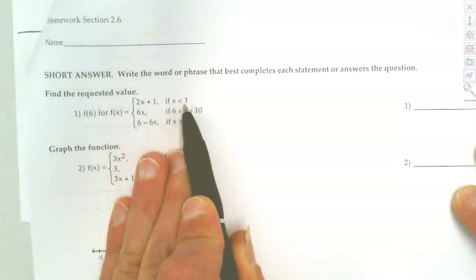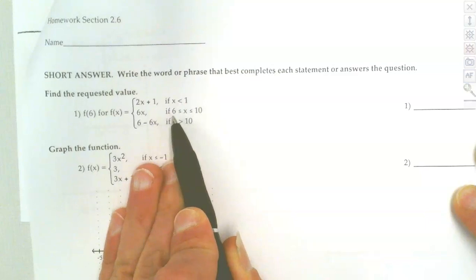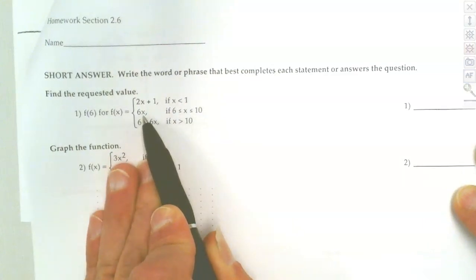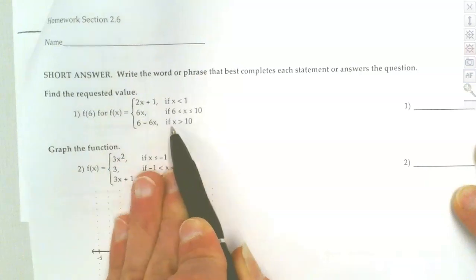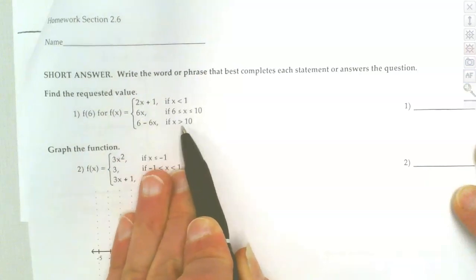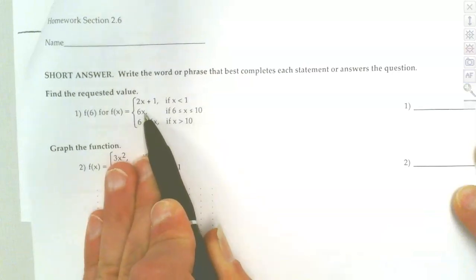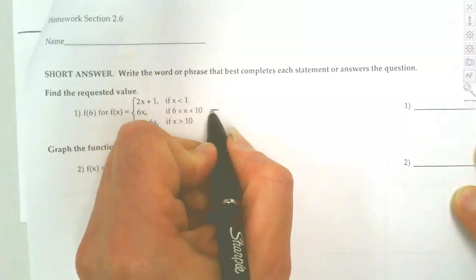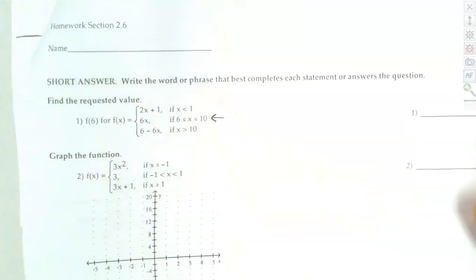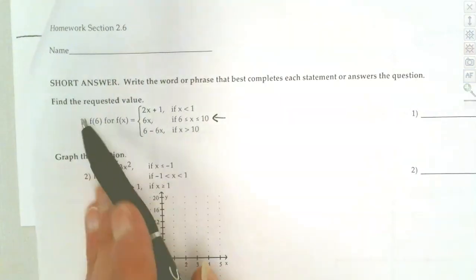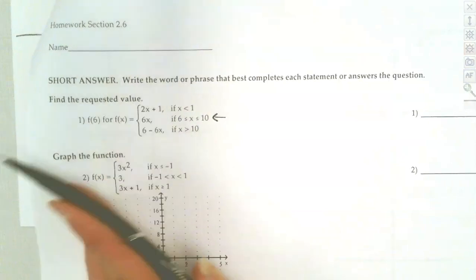Is 6 less than 1? Nope. Is 6 between 6 and 10? Yep. It equals that 6, so you'd plug it into the second row. This one would be for values greater than 10. So 6 is definitely not greater than 10. So you would plug it into that second row. You only have to plug it into one row. It only goes into one row. So figure out which row it goes into, plug it in, and find your value. And that's that first one where we want to find the requested value.